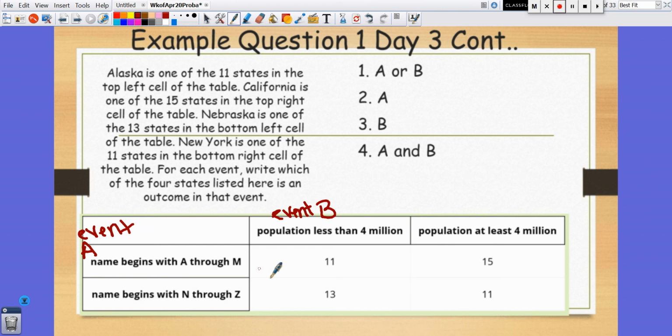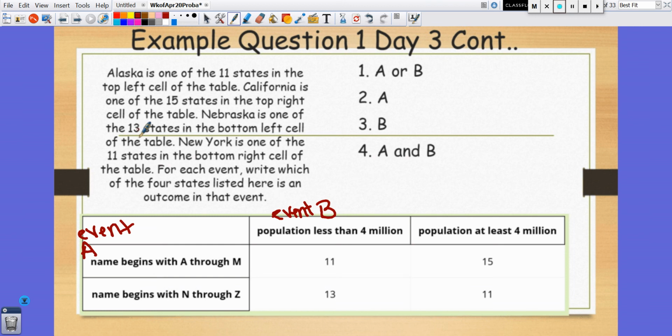Well, hold on. All states that fall through A through M, that would be California. So let's do that first. All states that fall through A through M, California is one of them, and where's the 11 at? And New York. So we get New York and California, so that's two. And then we have to do event B, less than a million, less than 4 million. So that means 13 falls under Nebraska, so that's three.